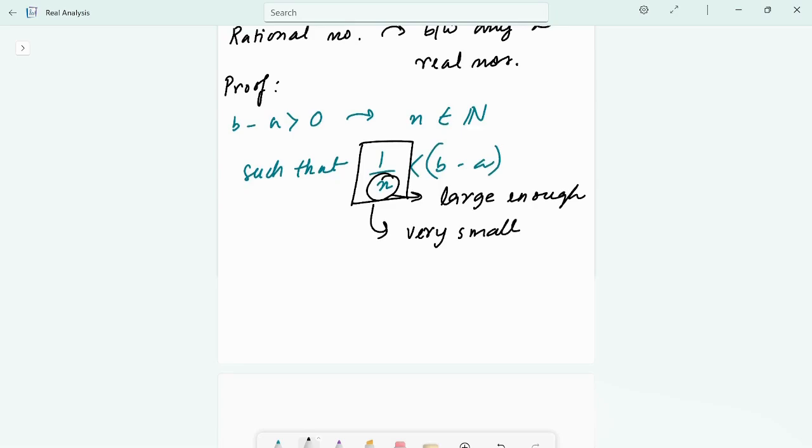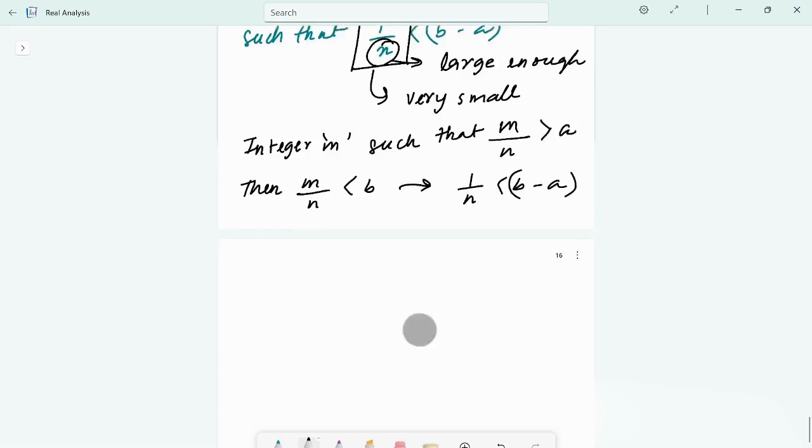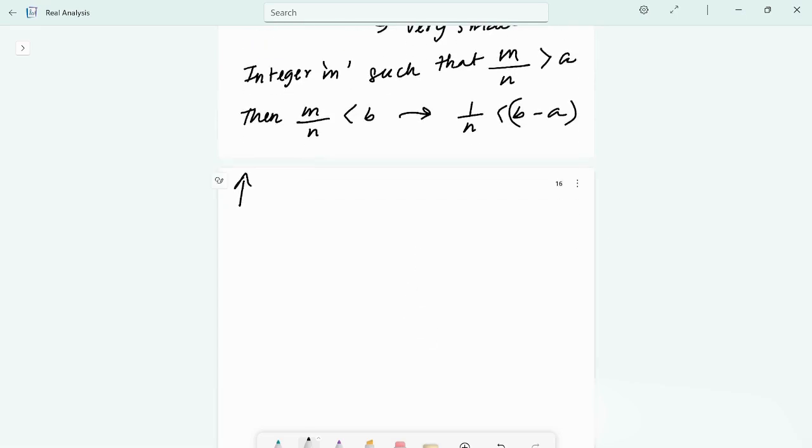Basic mathematics, right? Then this means there exists an integer m such that m by n is greater than a. We are all doing it by the Archimedean property. We can find a rational number m by n just a bit more than a. If we can do that, then m by n is lesser than b. Why do we say so? Because 1 by n is lesser than b minus a. Now this ensures that m by n is still less than b.